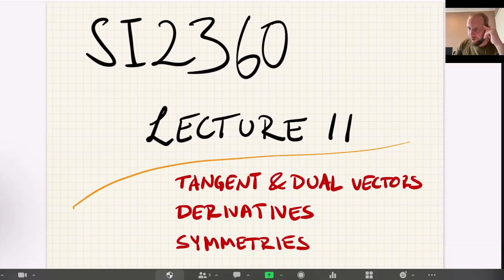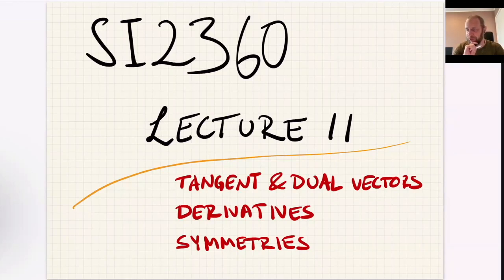We move on to manifolds. It's a discussion on manifolds, which will be a bit more involved than what was there in the first part of the course. What I will be discussing today, first of all, is the general concept of tangent and dual vectors. Then we'll go on to discuss derivatives in a little bit more detail, and finally symmetries of Riemannian manifolds.